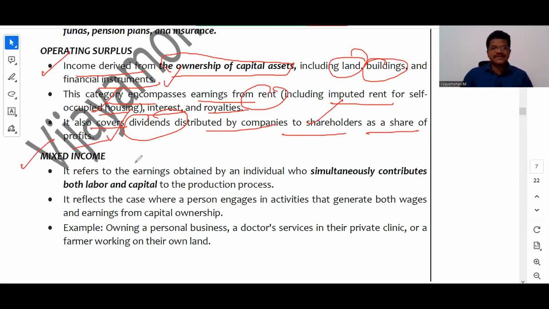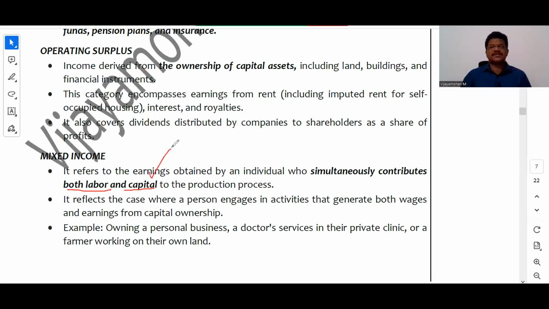And now you say mixed income. It refers to the earnings earned by an individual who simultaneously contributes both labor and capital to the production process. So if an individual is simultaneously contributing labor and capital, and if he is getting income from both, then you can term it as mixed income. It reflects the case where a person engages in activities that generate both wages and earnings from the capital ownership.